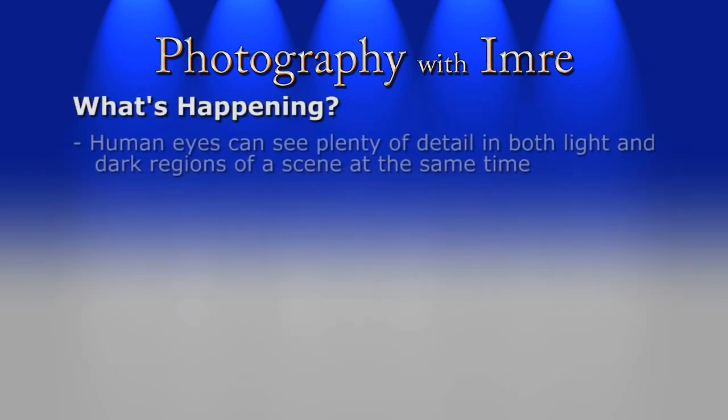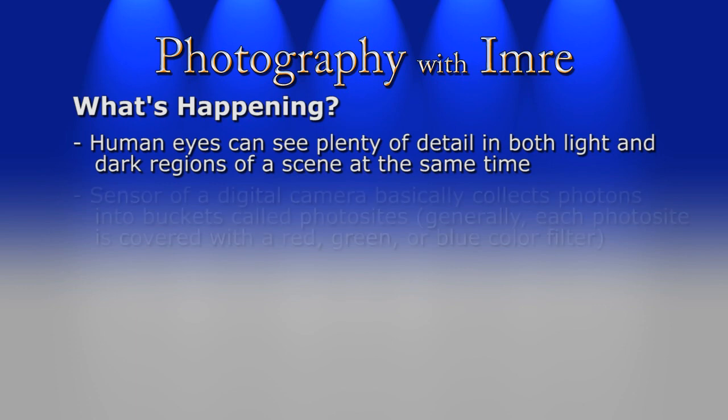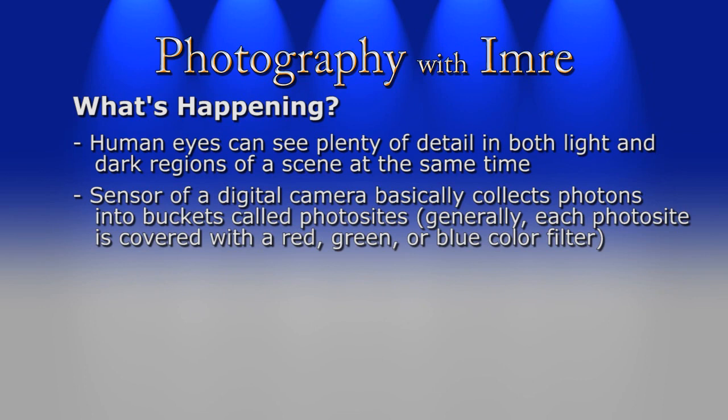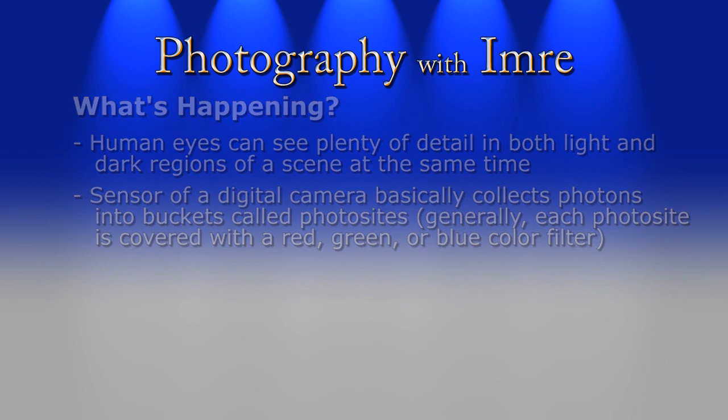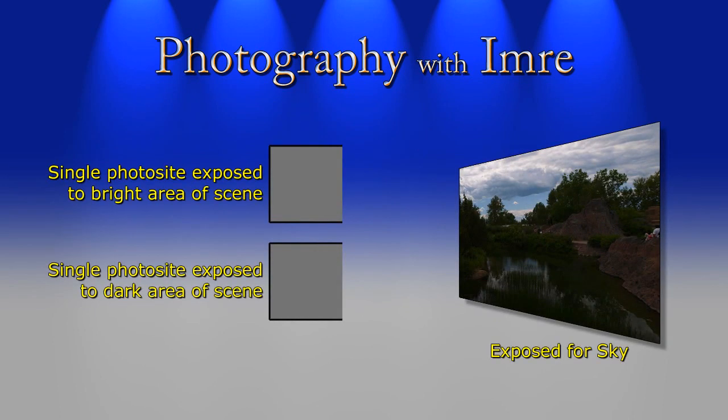Unlike our wonderfully adaptive human eyes that can see quite a bit of detail in both light and dark areas of a scene at the same time, the sensor of a digital camera does little more than to basically collect photons into buckets called photosites. Let's take a look at this simplified diagram to see why a sensor cannot expose both light and dark areas more evenly.